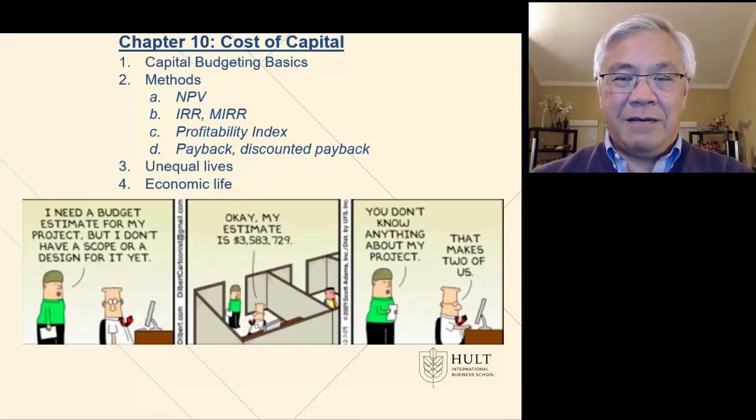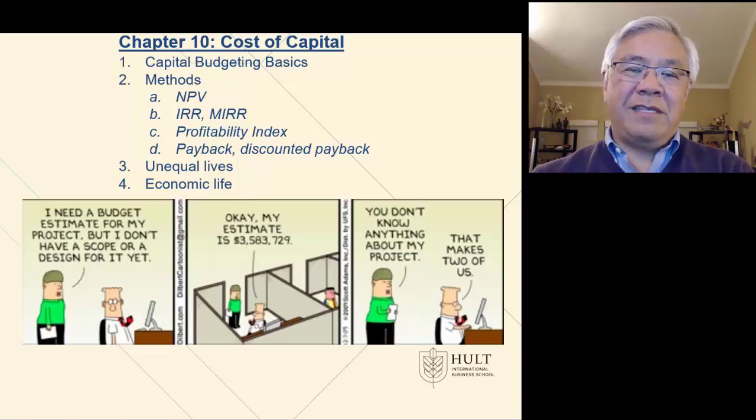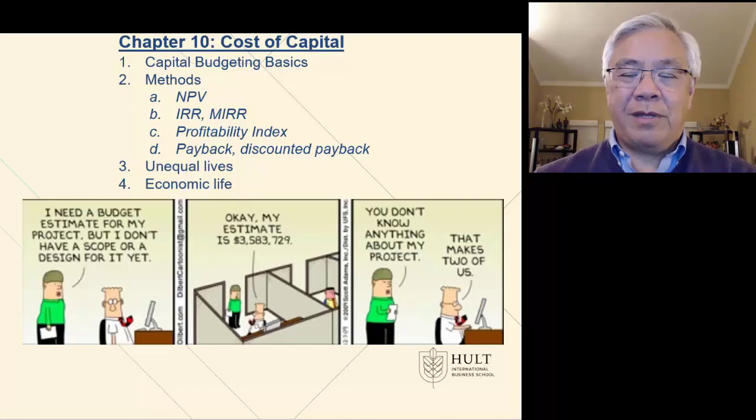So this is a famous comic strip called Dilbert. You may have seen these before, and it shows kind of some ludicrous aspects of corporate life. Capital budgeting is certainly one of those.